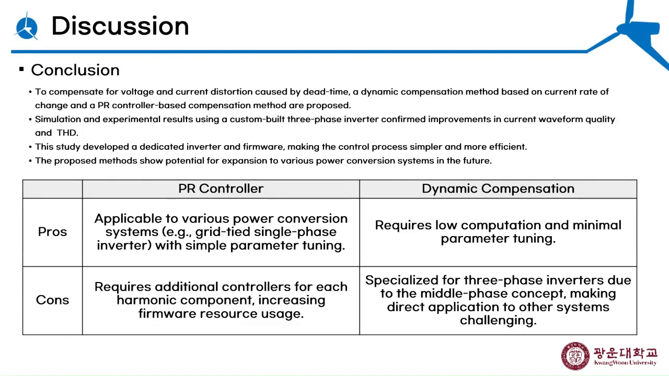In this study, through simulations and hardware tests, both methods effectively reduce THD, showing that the proposed strategies achieve meaningful harmonic suppression in a real system. PR controller-based compensation can be applied to various systems with frequency adjustment, but increases firmware usage and system complexity. On the other hand, dynamic compensation has low computational load and simple tuning, but is specific to 3-phase inverters and cannot directly apply to single-phase systems, since it is based on the concept of the middle phase current.